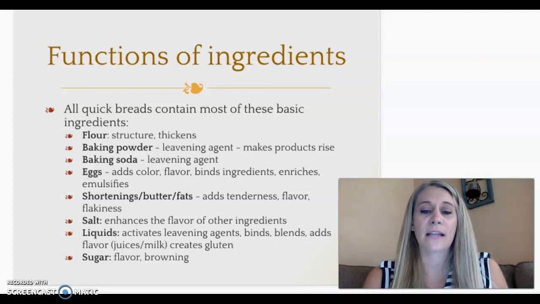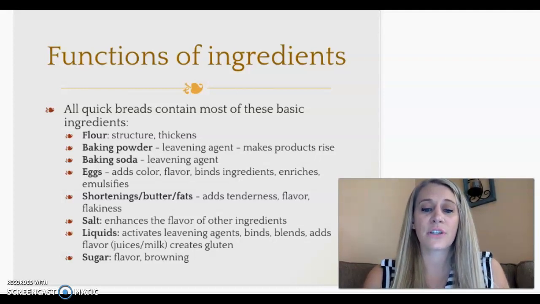Your liquids activate the leavening agents. So when your baking soda and baking powder first get mixed with that liquid, it starts to give off that carbon dioxide gas. The liquids also help to bind, blend, and add flavor if they are juice or milk, for example, and they help to create the gluten. And lastly, sugar. Sugar helps to add flavor and also assists with the browning process.